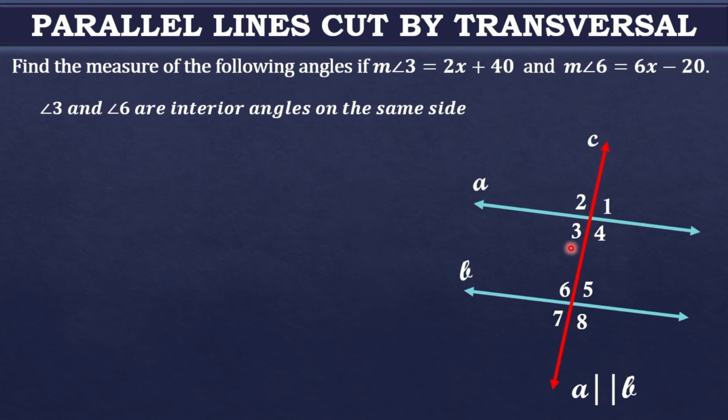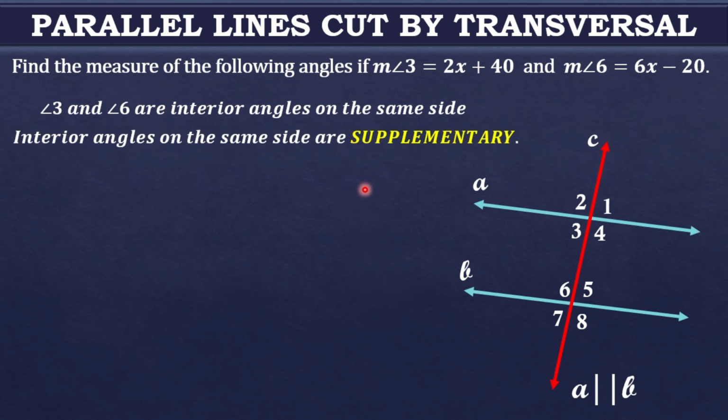Now, pag sinabi nating interior angles on the same side, are they supplementary or congruent? They are supplementary. So, when we have interior angles on the same side, they are always supplementary. If ang kinat ni transversal ay parallel lines. So, make sure na parallel lines po yung kinakat ng transversal natin. Kasi these properties are only applicable for parallel lines cut by transversal.